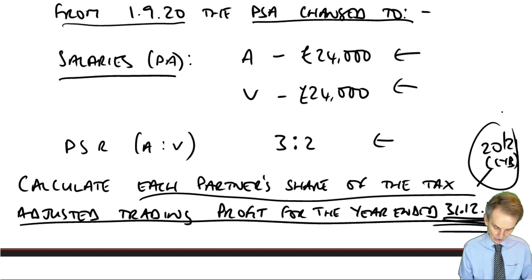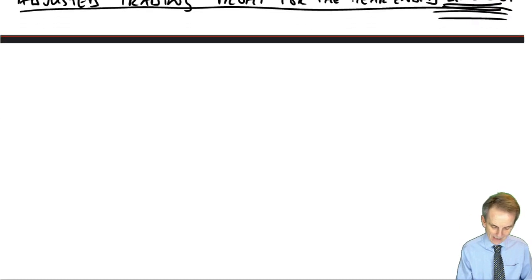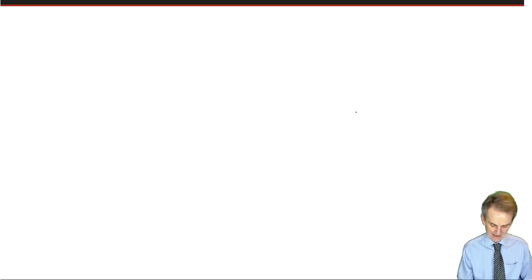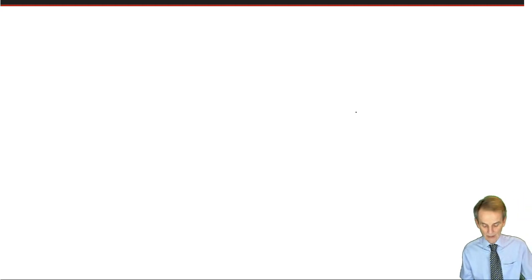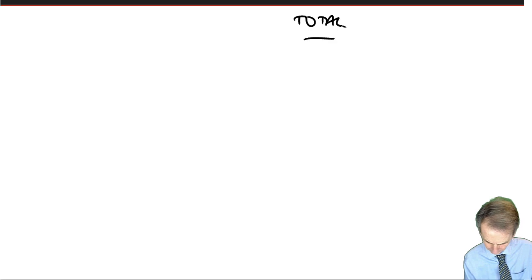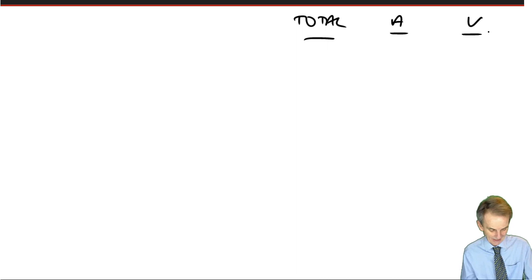Okay, now I said to you this was a very mechanical exercise here, and it is. There is nothing in the way of technical problems here. It's just how do we structure our answer. So, depending on how many partners there are, here there are 2, and we'll need a total column. We're going to need columns for each partner and a total column. Now, whether you put the total column as the first or last column doesn't matter. But we're going to have total, and we're going to deal then with each partner, partners A and V.